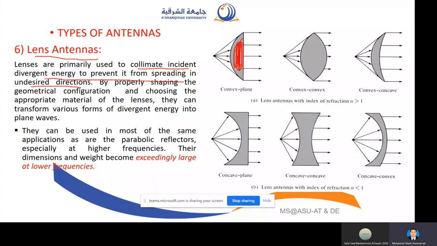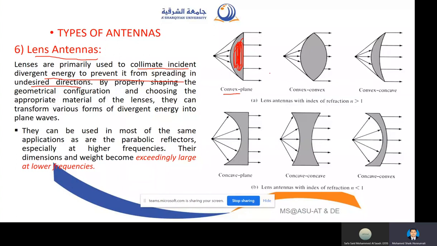If you have the shape of the lens like this, it is called a convex lens type of antenna. Whatever the shape of the lens, the purpose is the same. They are used to send the electromagnetic waves in one particular direction and to remove them from another, undesired direction. But the shape of the lens usage is different. You can see in this figure, there are 6 types of lenses I have shown here.